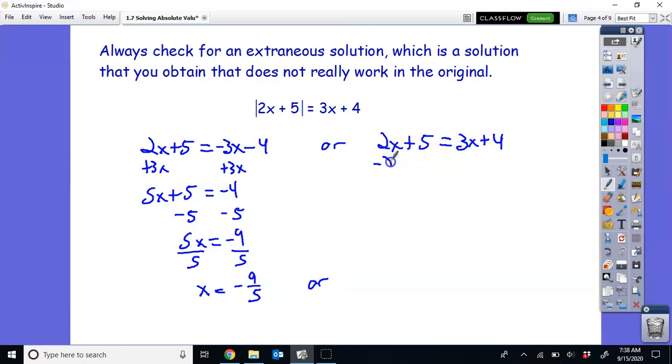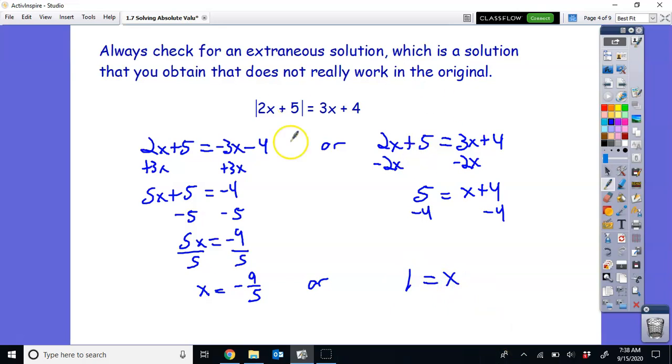On this one, I would move the smaller one again, like I told you before. Subtract 2x. That gives me x plus 4. Subtract 4, and that gives me 1. So x is 1.